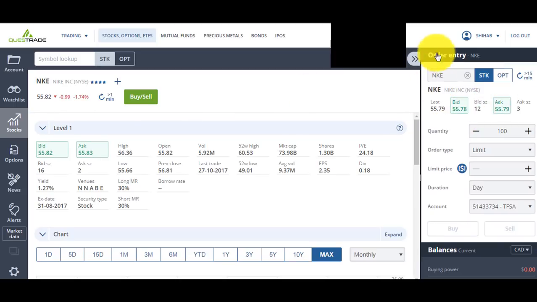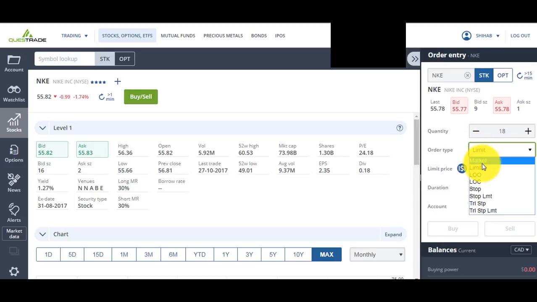It automatically, on the order entry portion of the interface, this shows up. Automatically it's 100, but I only want 18 shares because I only have, let's say, $1,000. And this is the order type. Because I want a particular price, I'm gonna choose limit. If I wanted the market price, so basically the ask price, then I could choose market. But it's always best to choose limit. So let's say I want $50.